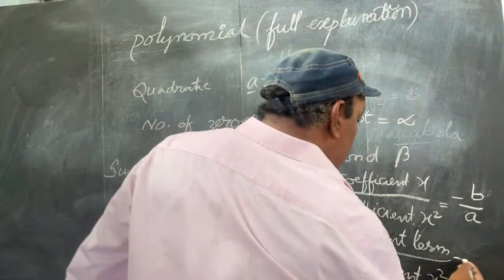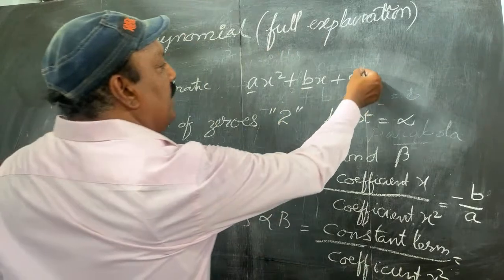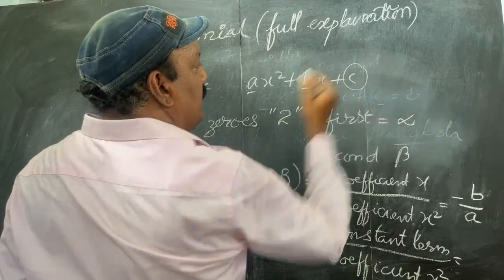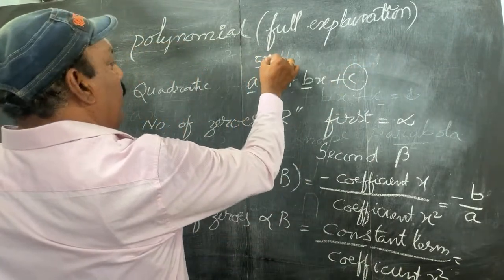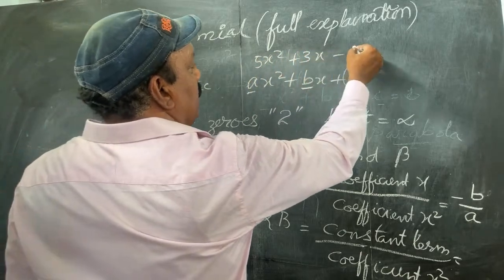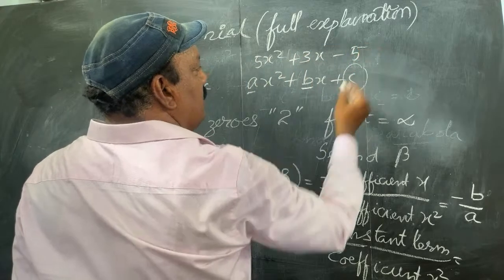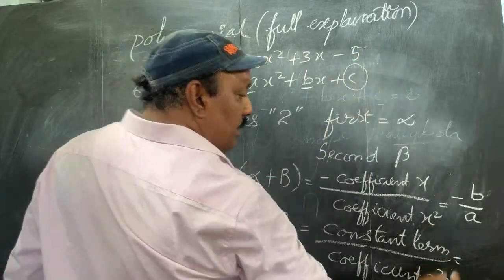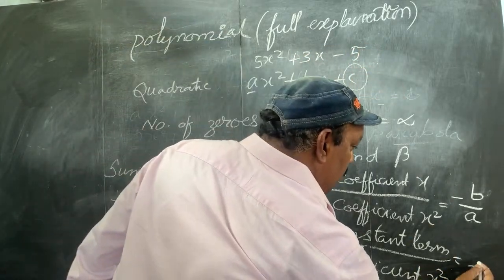That means here c is a constant term. C is a constant term. For example, in 5x square plus 3x minus 5, 5 is the constant term in the place of c. So c is a constant term.